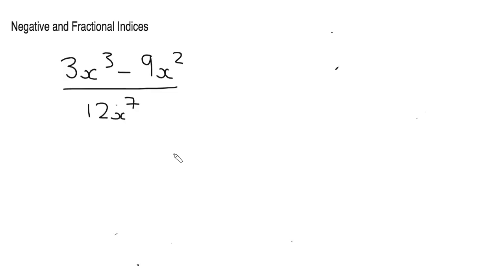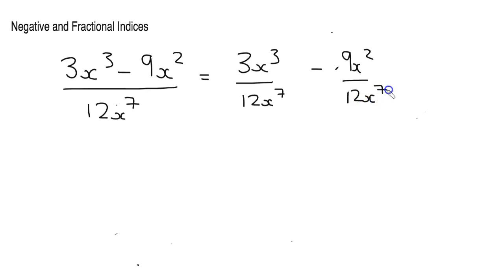session, or in fact the first session. So what we could do to start with is we could split this fraction up, and we've gone over this kind of method before in a previous lesson, so we're able to do this. So we can keep the denominators the same, 12x to the power of 7. And then what we want to do is try and cancel each of these fractions down.